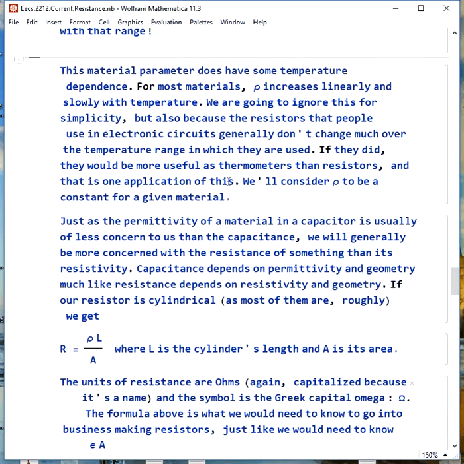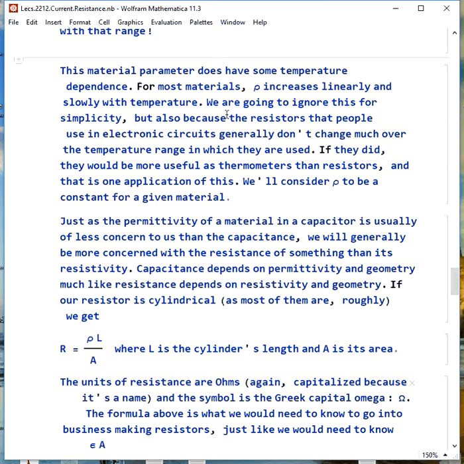Now, resistivity does have some temperature dependence, and in general, it increases linearly and relatively slowly with temperature. We're going to ignore this because we've got enough to worry about, but also because the resistors that we have in the lab, and most of the ones that people use in general, the resistance doesn't change much over the temperature region where they're going to be used. If they did, they would be better as thermometers than resistors, and there are things like this out there. They're called thermistors.